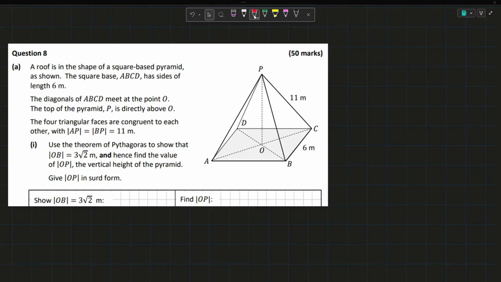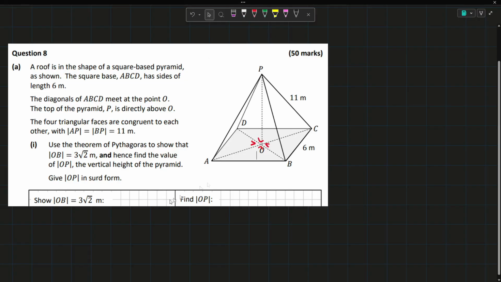It's 2025 paper 2 question 8. So we're basically told some information here. It has a square base, and here are the diagonals of the square. You should remember from geometry that the diagonals of the square bisect each other, so they cut each other into half. And these are all right angles here on the bottom square.